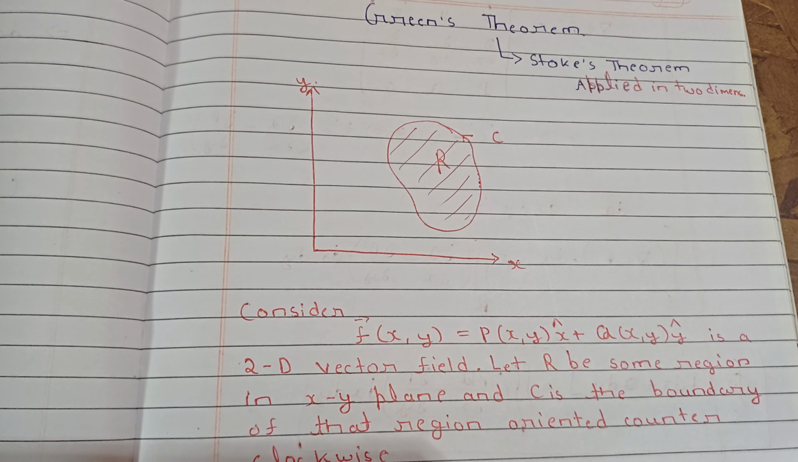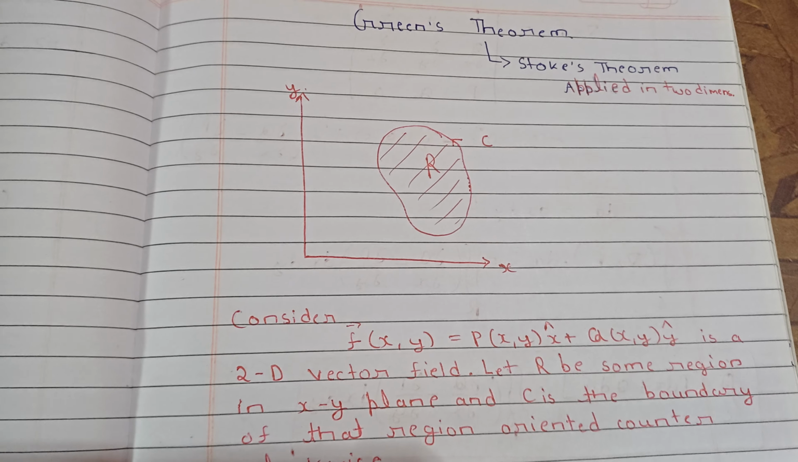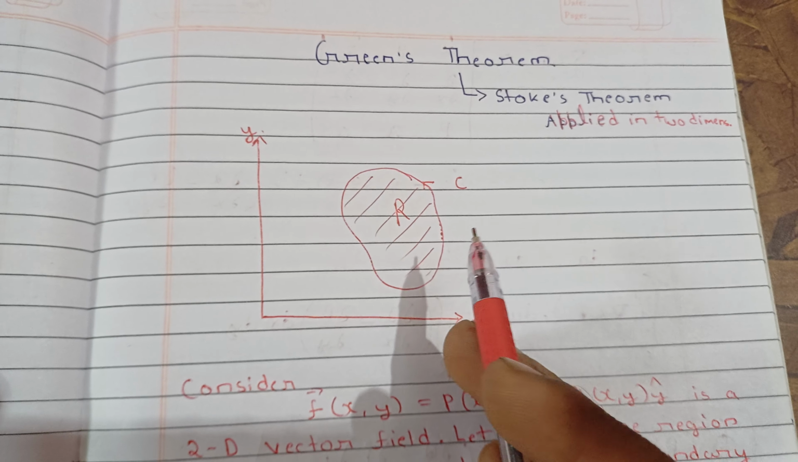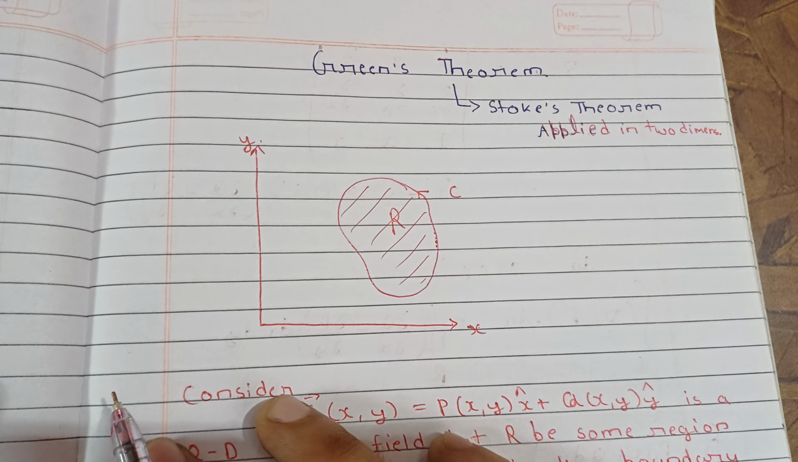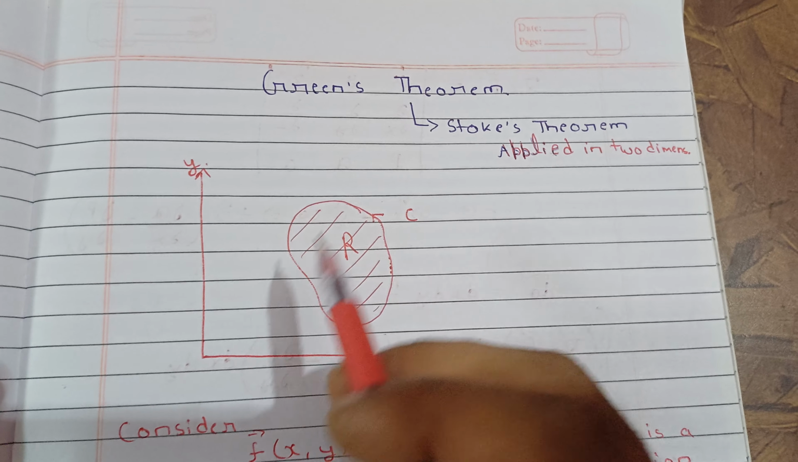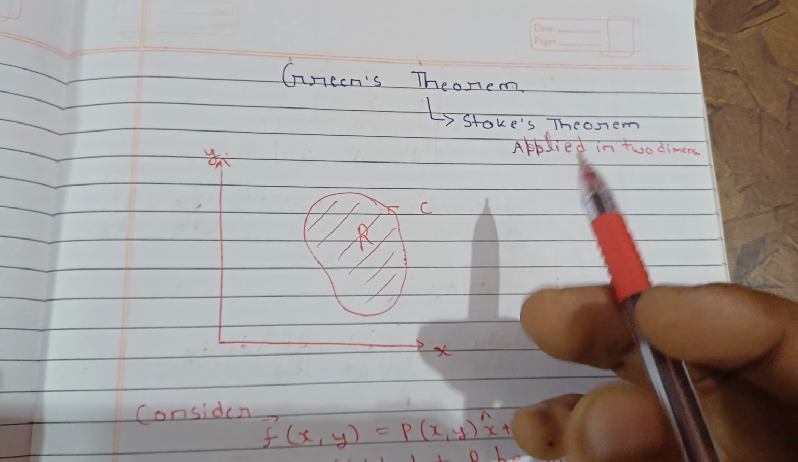So hello everyone, this is lecture 63 for mathematical physics. In this lecture we will study Green's theorem, and that will be your last topic for vector analysis. Green's theorem is nothing but Stokes' theorem in two dimensions. If you apply Stokes' theorem in two dimensions, that will give you Green's theorem.